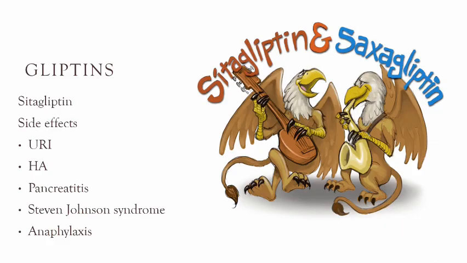Next, we have our gliptins. Sitagliptin is going to be the prototype medication for this class. It can cause upper respiratory infections and severe headaches. It can also cause pancreatitis, so we want to be really mindful of that. We also have to watch out for abdominal pain, because this could be a sign of pancreatitis. We can also get Stevens-Johnson syndrome from this type of medication, which is a very deadly rash.